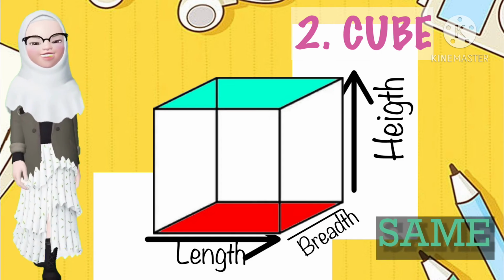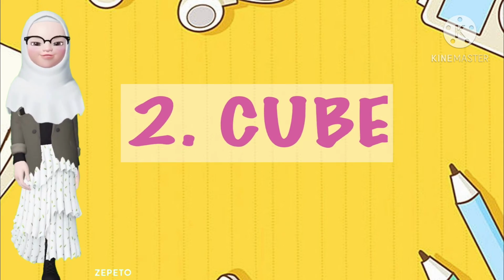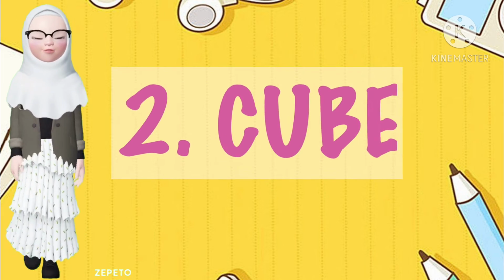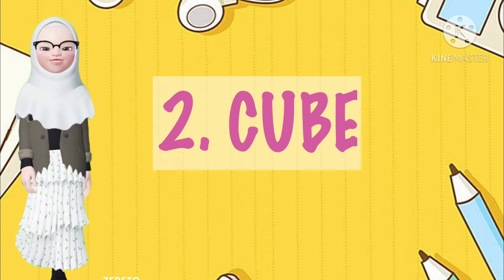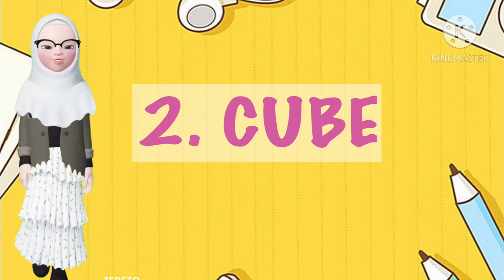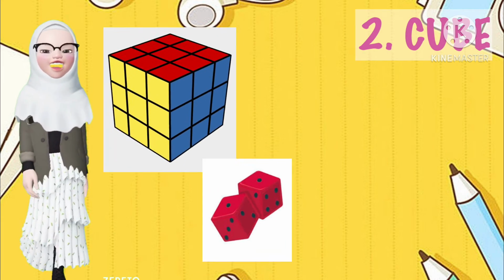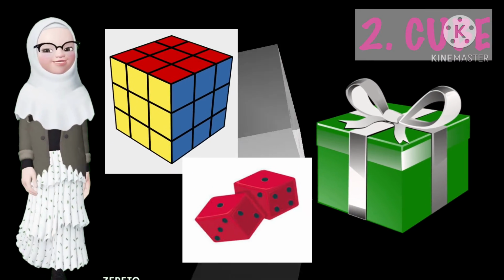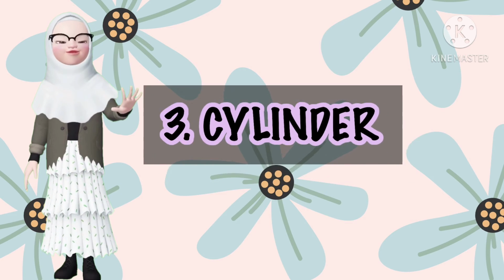Now, my students, you can look at the shapes of objects. Here all these objects have the shape of a cube. Some examples of cubes are a Rubik's cube, dice, and a present box, etc. Okay, understand, my students? The third shape of three-dimensional is the cylinder.